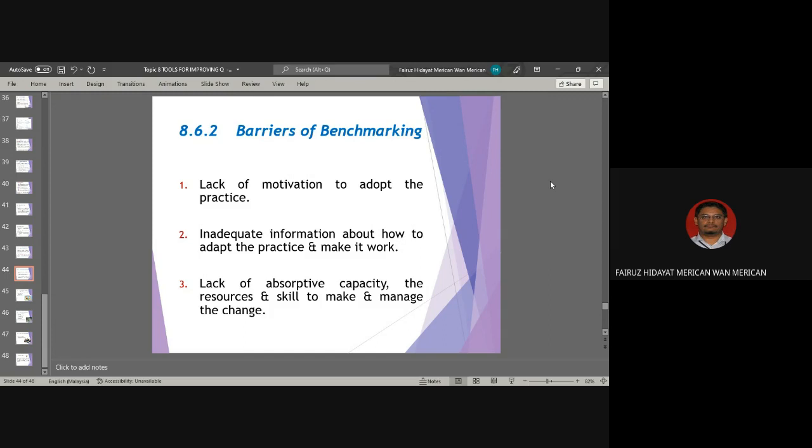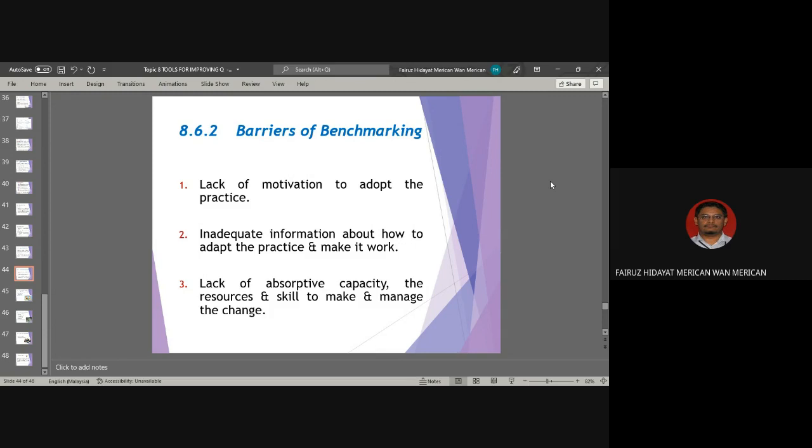And then inadequate information about how to adapt the best practice and make it work. They might observe the best practices of another company, but they might not have enough information in terms of how to adapt the best practices into their own company.